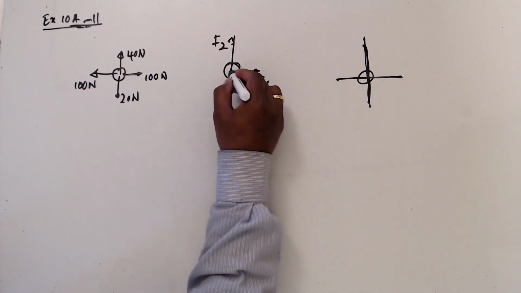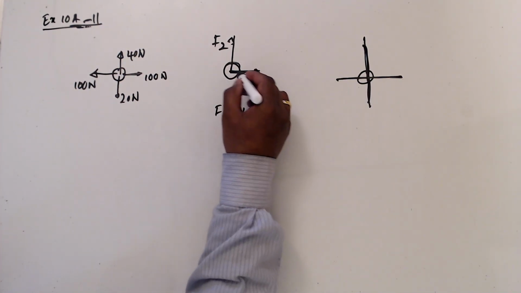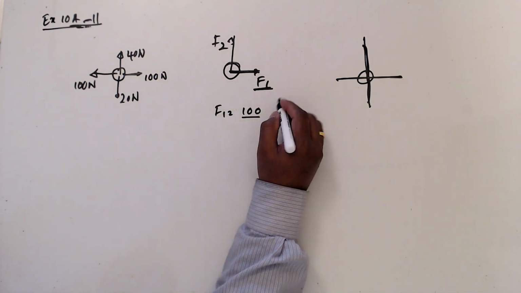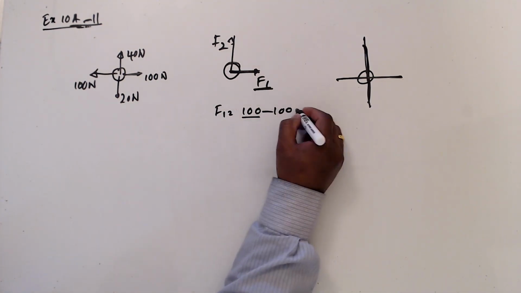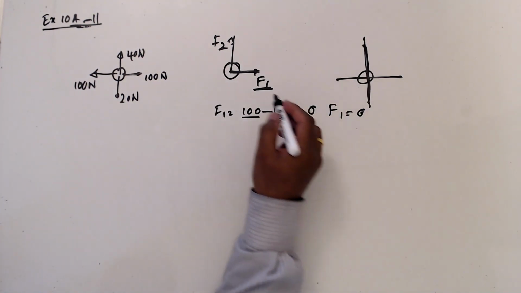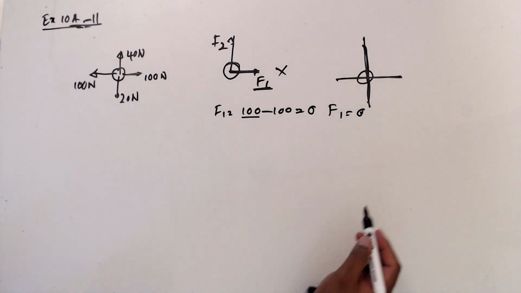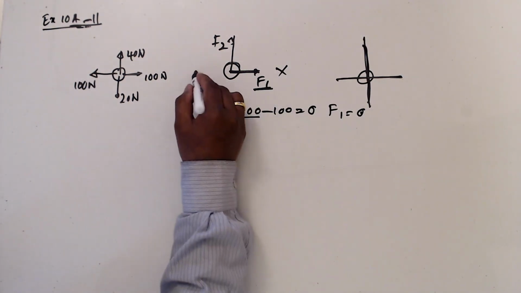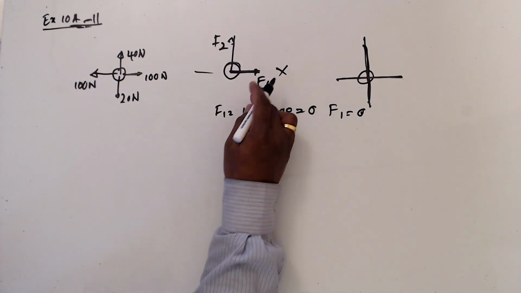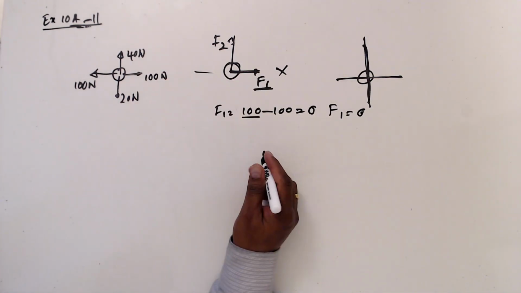But consider the whole forces. The resultant force in this direction is F1. It means 100 minus 100 equals 0. So F1 equals 0, so there is no motion in this direction, no vertical motion. If we get a negative value, then it is going in the opposite direction.